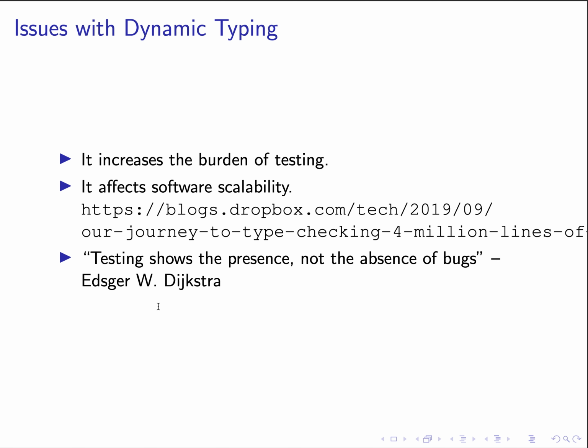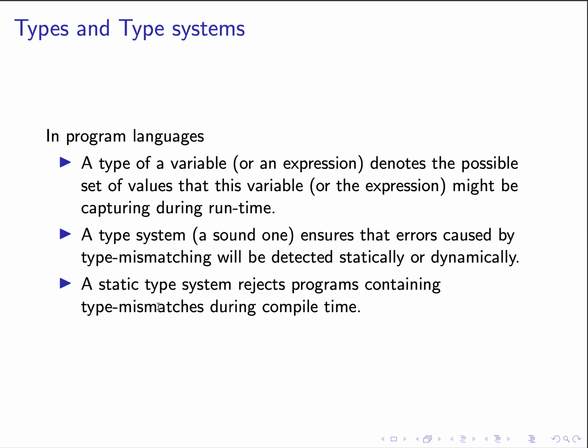Another note pointed out by the famous computer science professor Dijkstra says that testing shows the presence but not the absence of bugs. So it means that with testing there's always a limit, and there's so much offered but done by the dynamic typing system. So let's take a look at what types and type systems are.